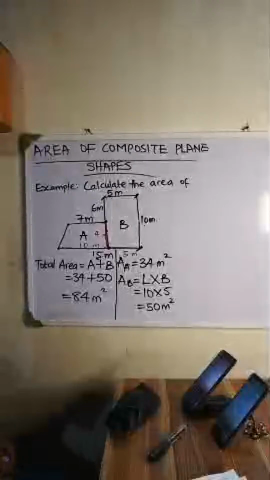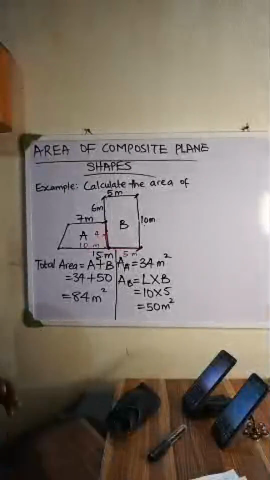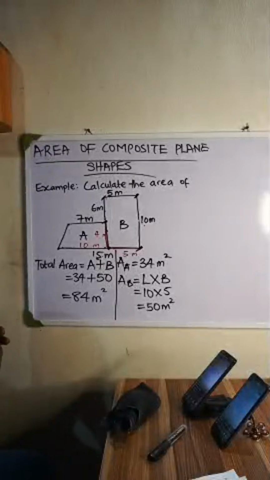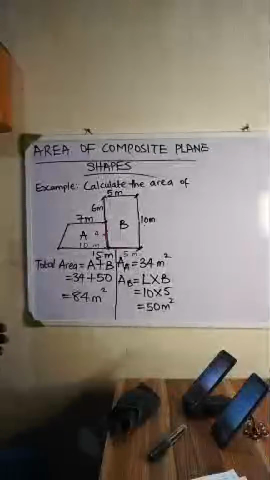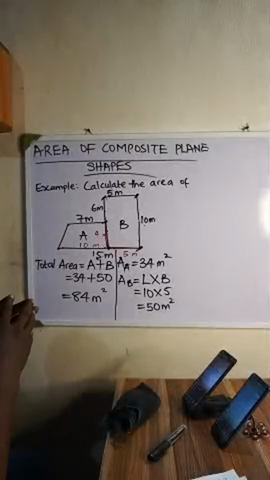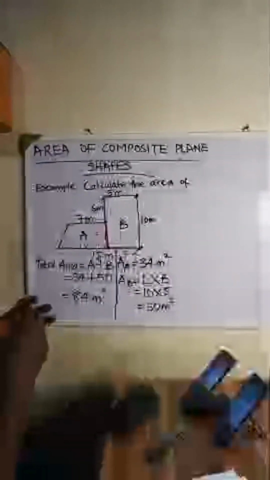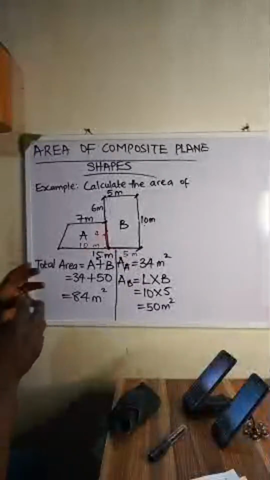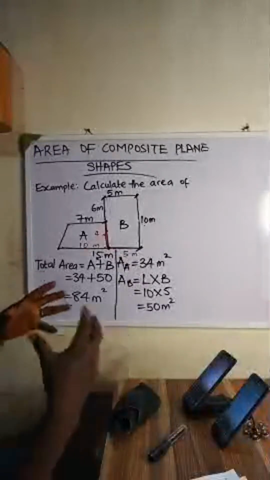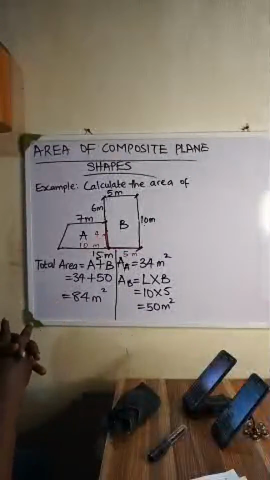Well done, guys. So we've learned that whenever you are given a shape like this that is not part of the regular geometrical shapes, all you need to do is break it down into any known set of geometrical shapes. Then you can solve the area of each part, and finally you add the areas together to get the total area of the shape.